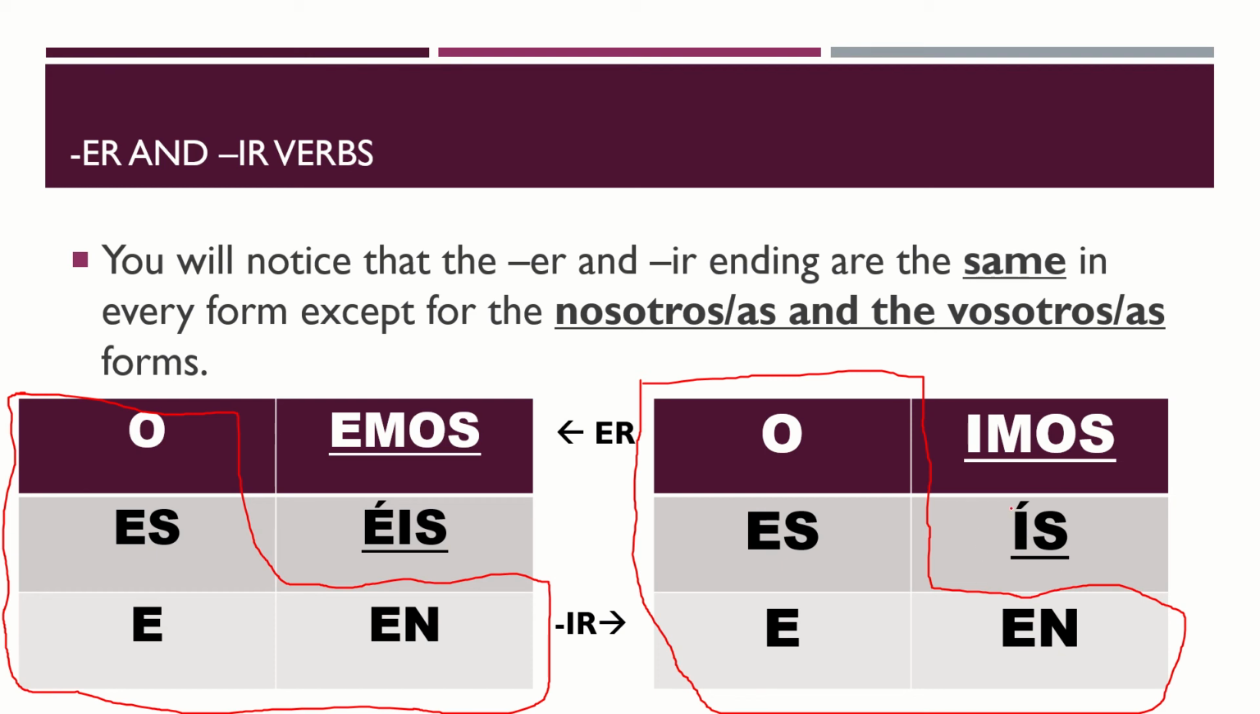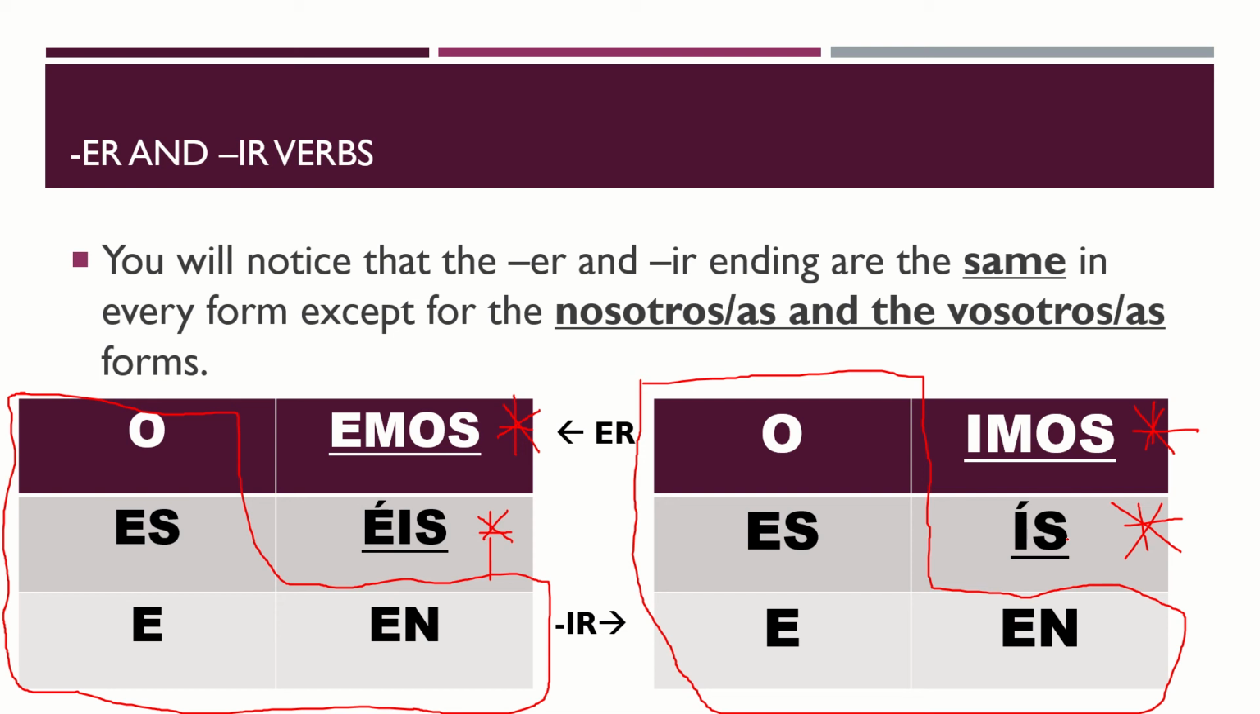So it's very important that although these follow very similar patterns, these forms here, emos, imos, éis, and ís, are different, okay? So keep in mind that for the two verbs, those are different. We can only use emos if we're talking about the nosotros form of an ER verb. We can only use éis if we're talking about the vosotros form of an ER verb. The same way that these over here on the right, imos and ís, are only for IR verbs.